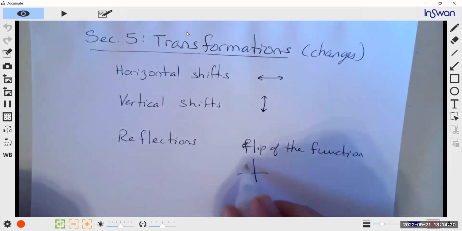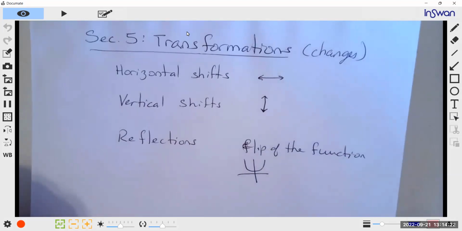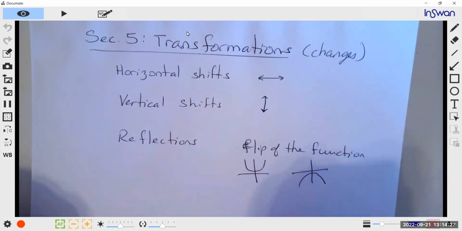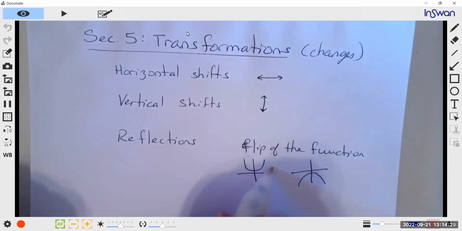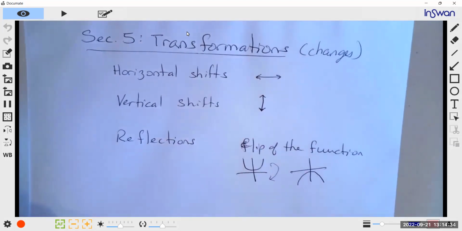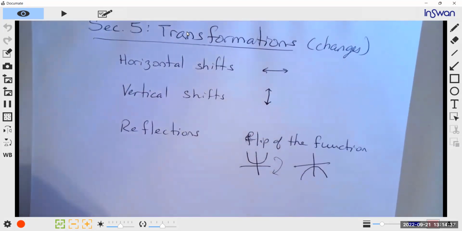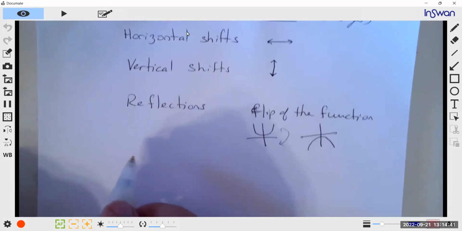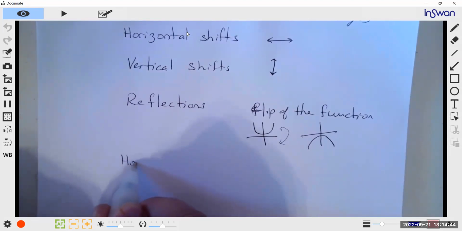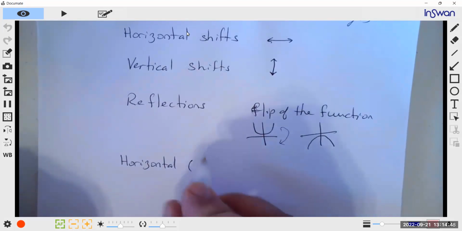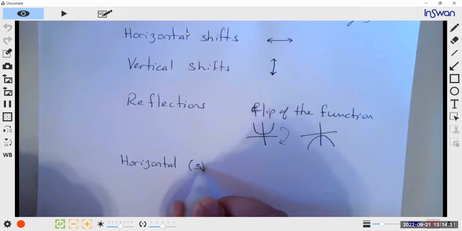So in other words, if we had a parabola and it opens like that going up, the reflection of it is it's going down. So I take this entire picture and flip it over the x-axis. We have horizontal and vertical shifts. We have horizontal shrinks.